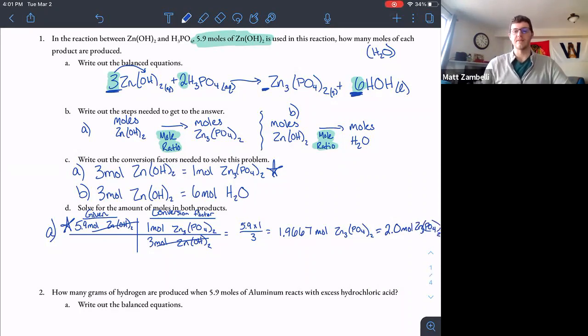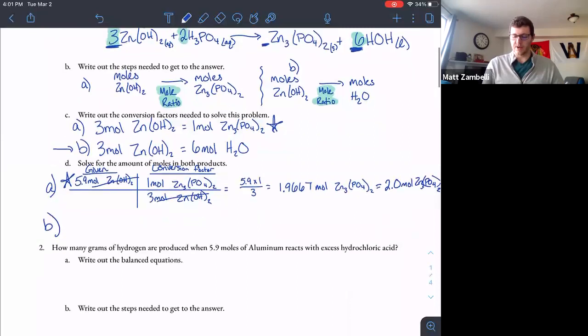All right, so that was part A, and part B you still need to do, which is just going to be the same thing, except this time you're going from moles of zinc hydroxide to moles of water instead of moles of zinc phosphate. I'll stay on in case you guys have any questions. Otherwise, you guys are good to go. Try and work on this worksheet. Try and finish this one up today if you can. Because then tomorrow you can start your other worksheet that you'll have tomorrow and Thursday to work on.